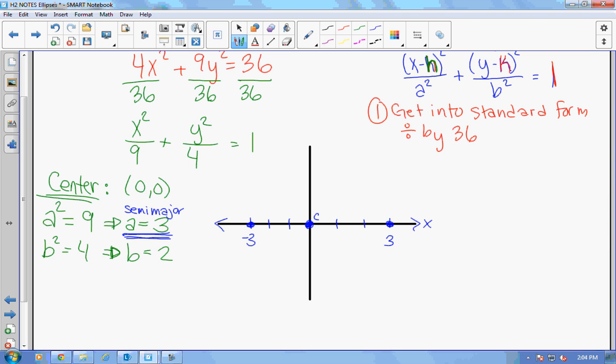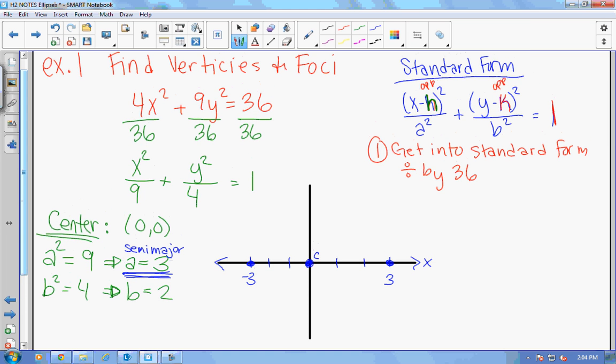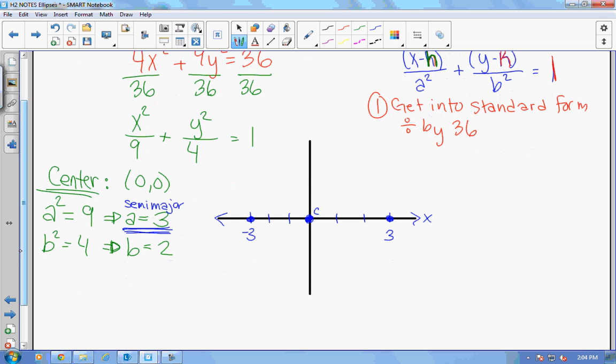Any questions about those? We get it from that denominator. Take the square root of 9, we get 3, means we have to go left 3 and right 3. And it actually makes sense because this is in the x fraction. The x fraction is the x-axis, your horizontal movement. What about, which axis is this b equals to? Semi-minor.